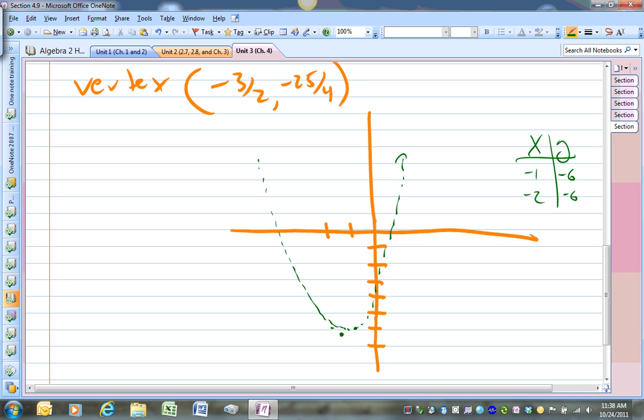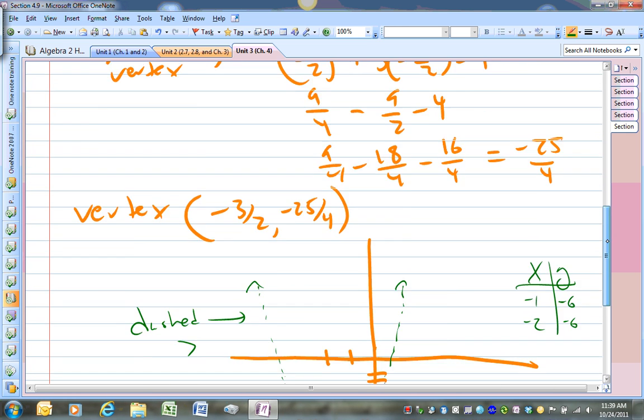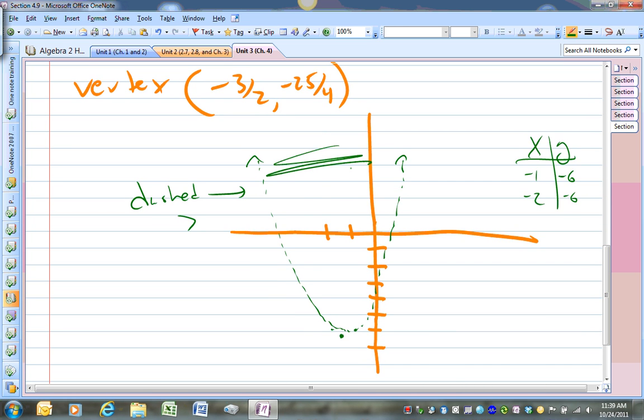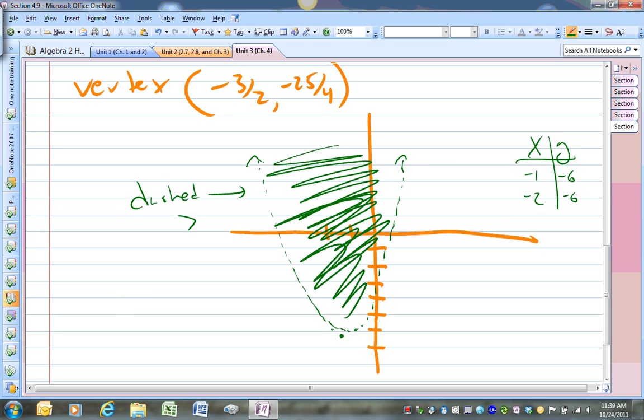And of course, we expect it to be dashed because we have greater than, not greater than or equal to. Then you shade. And the shading is going to be above, since it's y is greater than.